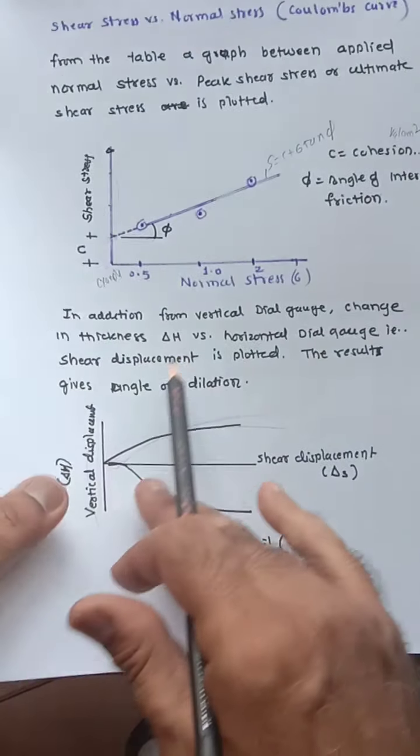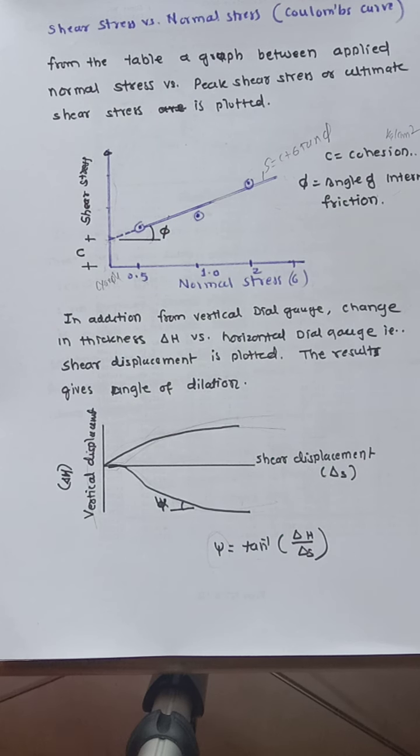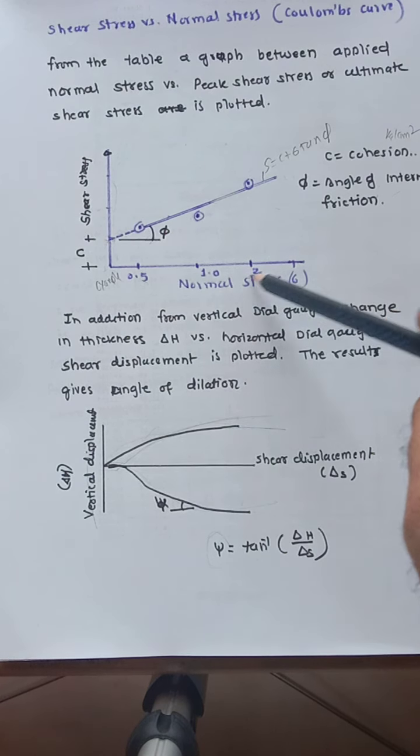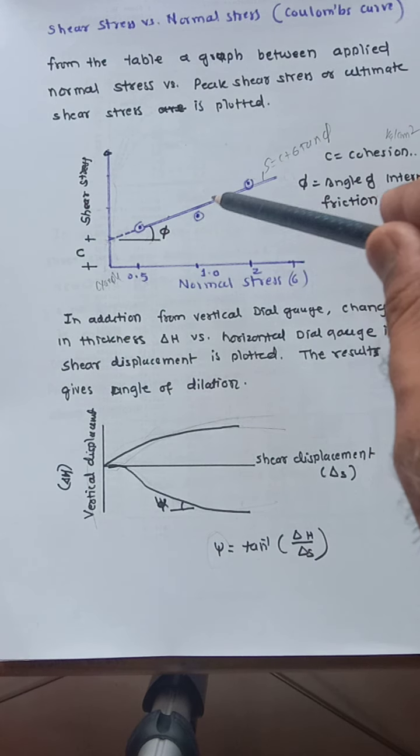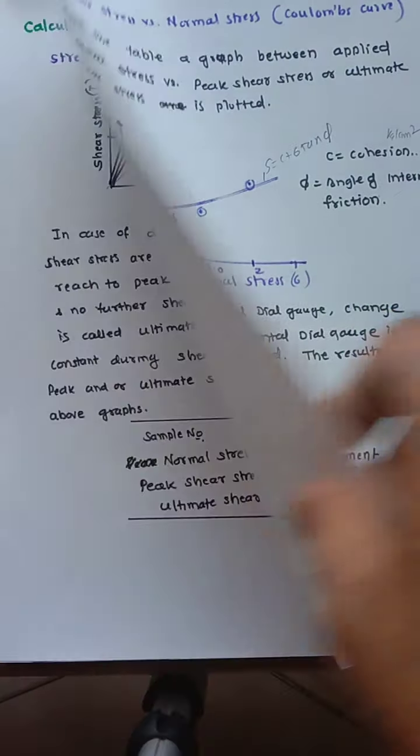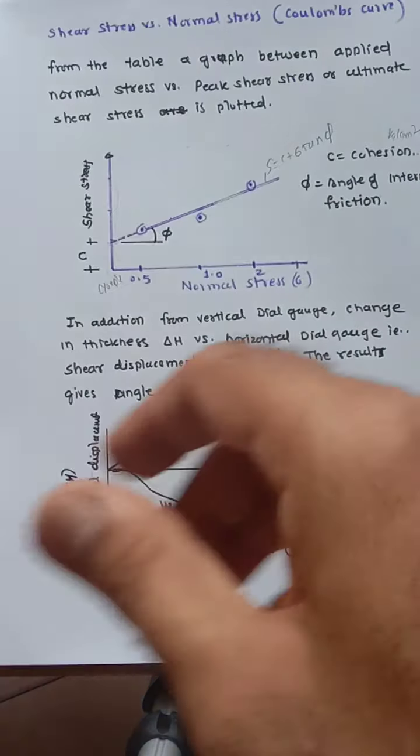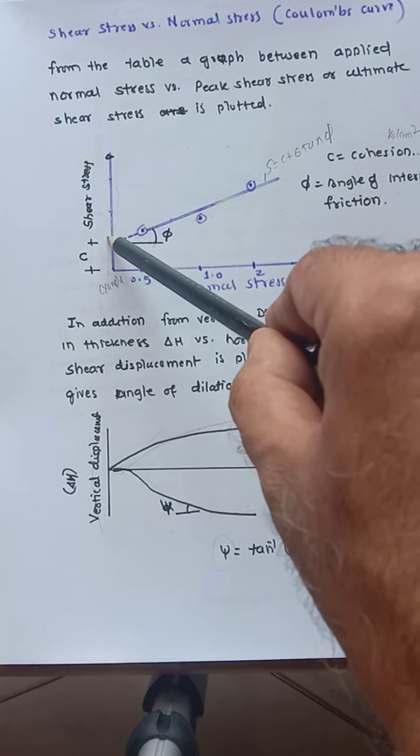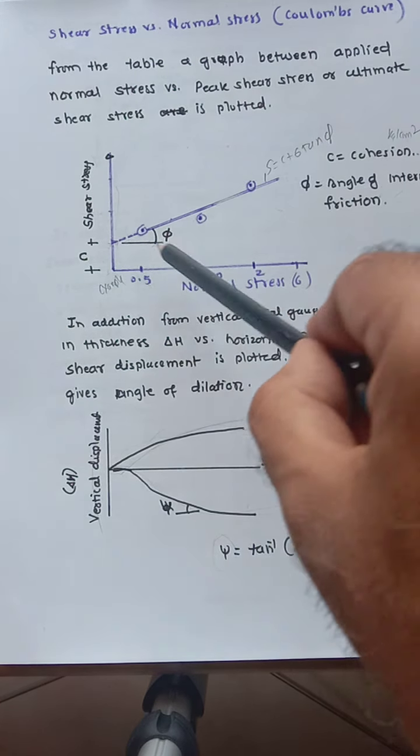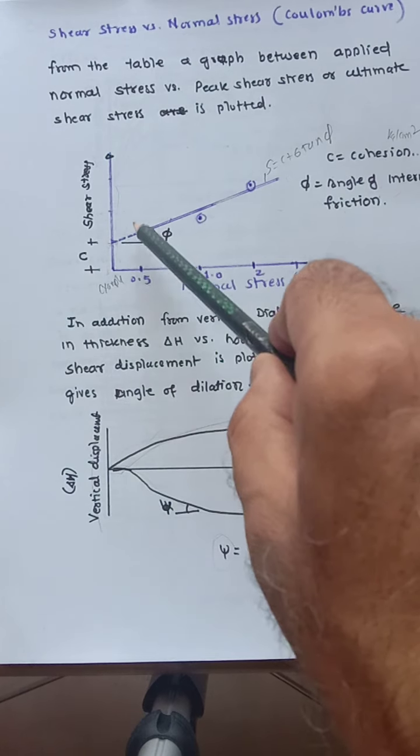Then after the stress-strain curve, you can plot a Coulomb's curve, or Mohr-Coulomb curve. We plot the shear stress on the y-axis and the normal stress on the x-axis. From the table, the normal stresses are 0.5, 1, 2, and these are the peak values. This may be the graph for the peak value, and this may be the graph for the ultimate value. Either you can plot both or any one. Normally peak stress is also required, so you get three points.